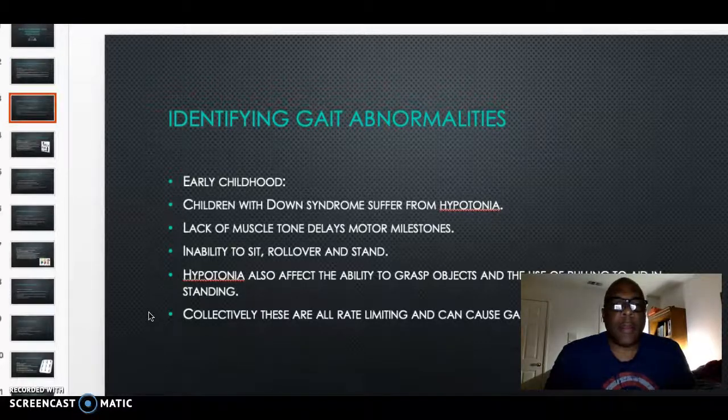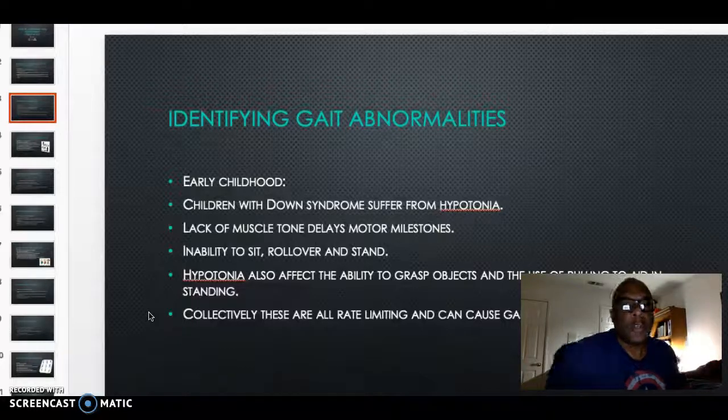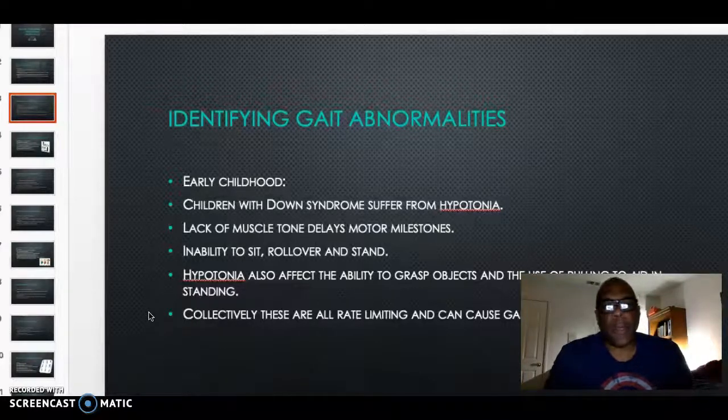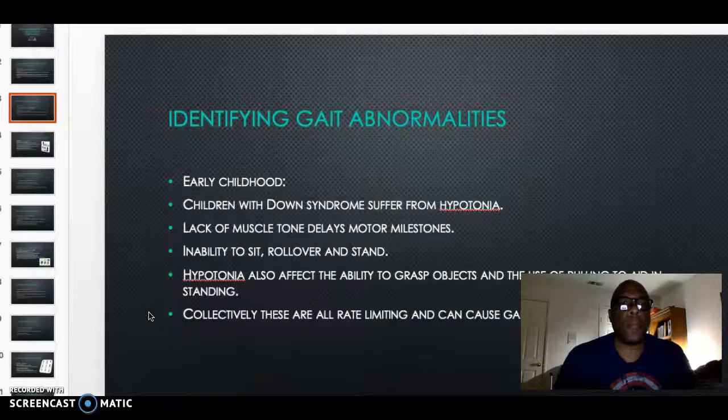Identifying gait abnormalities in early childhood: children with Down syndrome suffer from hypotonia. This just means they lack muscle tone, and it will cause delays in their motor milestones. They'll have inabilities to sit up, roll over, and stand, and it also affects their ability to grasp things. Basically, it'll be delayed. It'll pick up a little later on, but for the most part, it will definitely delay some of their motor milestones.